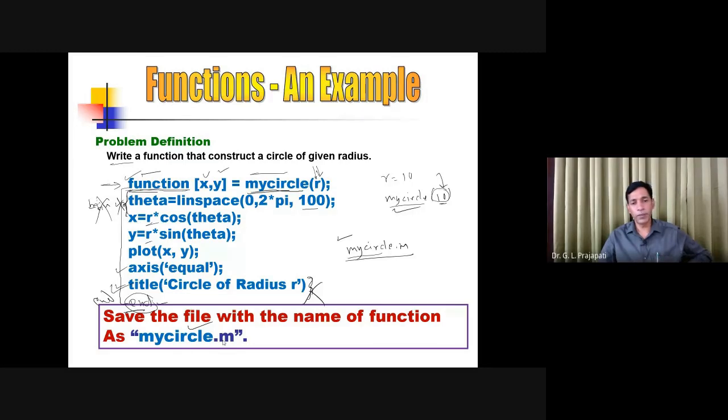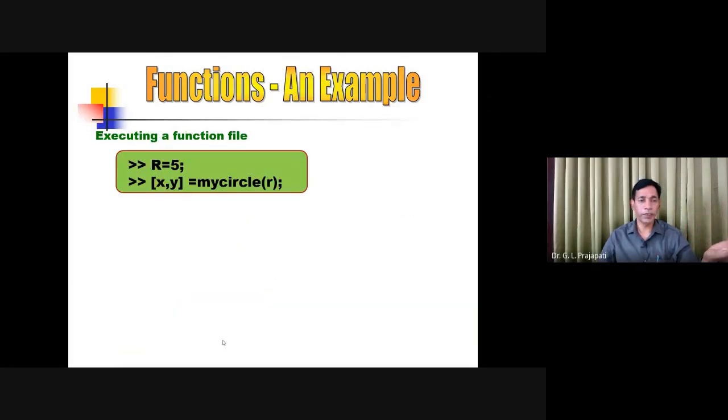So till now you have seen how you can define the function and how you can use the function. For executing this function, meaning for calling this function, you can do like this: r equal to 5, radius is 5, and you say my circle r. Remember that my circle is going to return two values, x and y. So that's why you have mentioned the two variable names x and y.